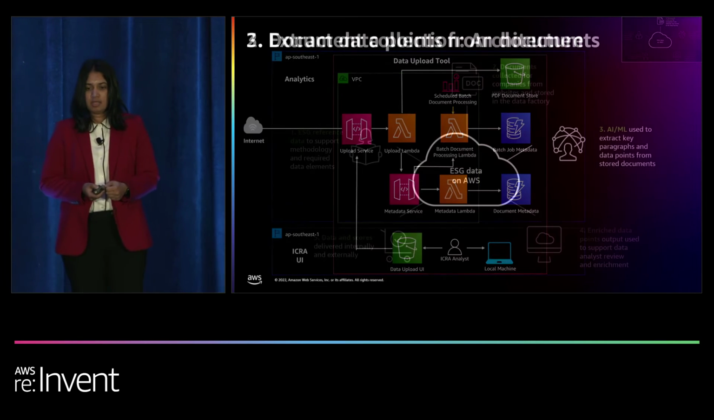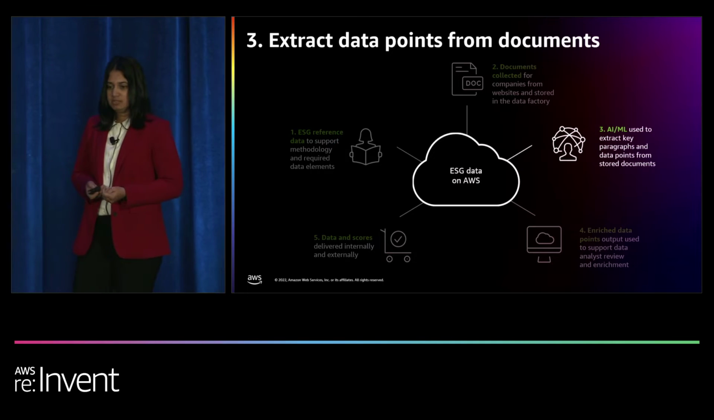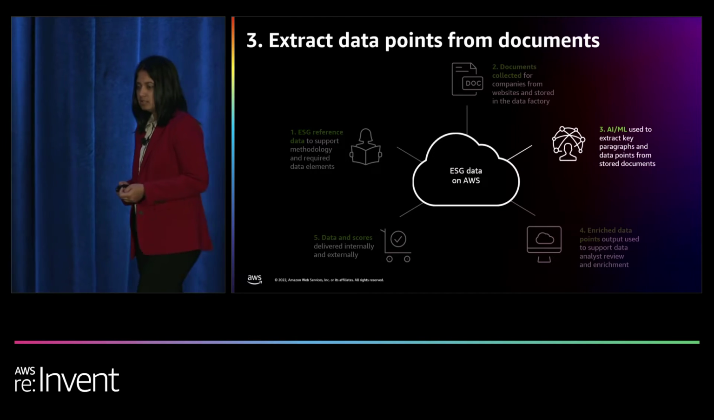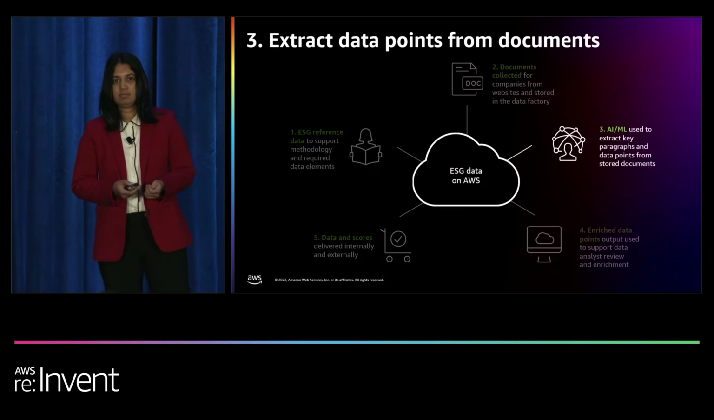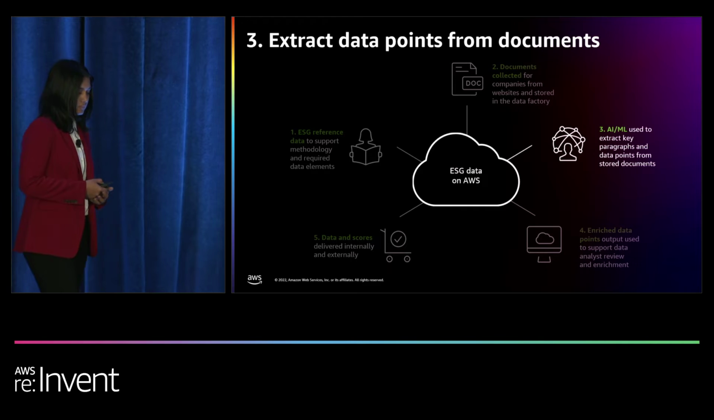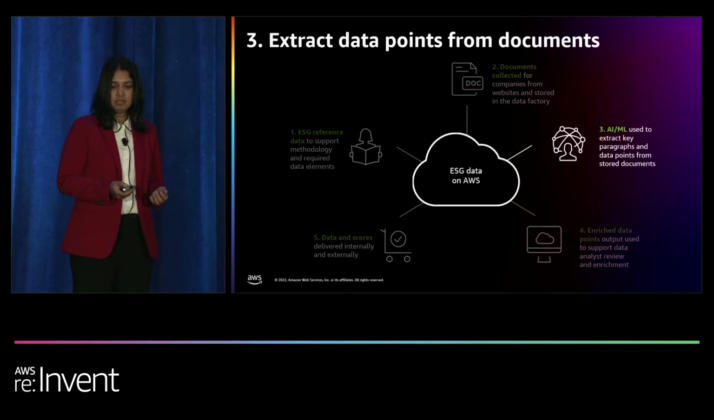Great. So now we have captured our reference data and collected the documents. What next? Now we are ready to extract the information from the PDFs or HTMLs or unstructured data. So that's where AI machine learning comes into play here.